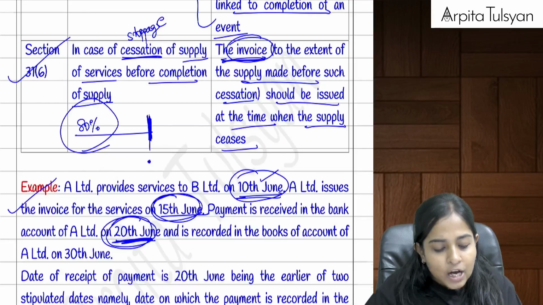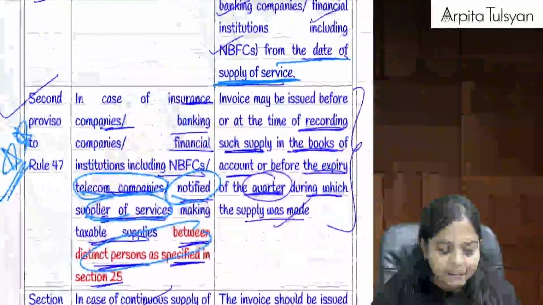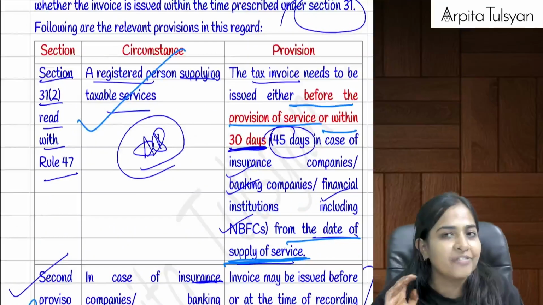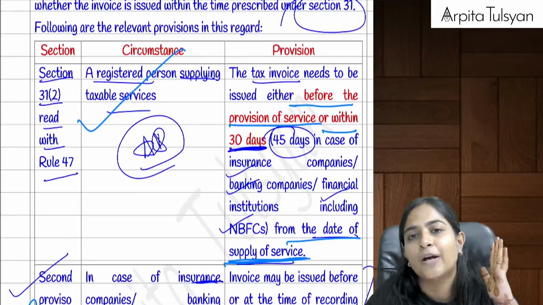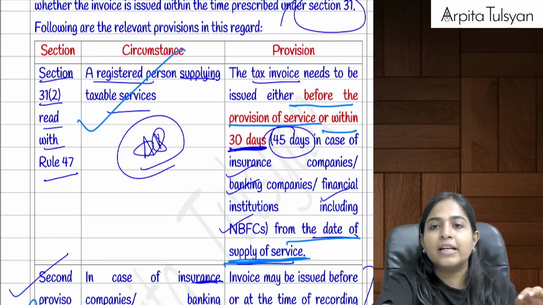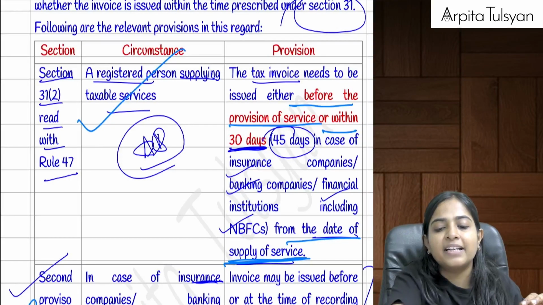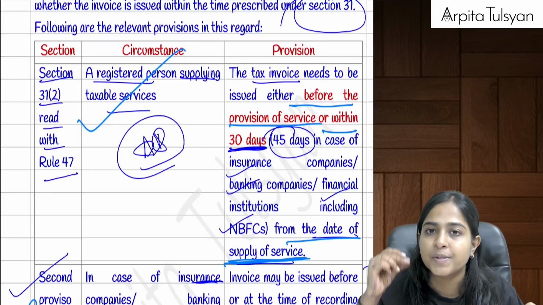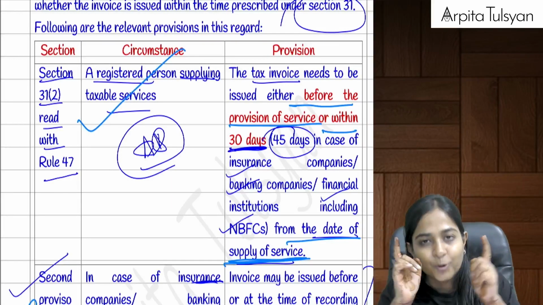Very clear with this? In this entire topic, the due date for issuing the invoice, this 30 days, is very, very crucial, and continuous supply of service is the second thing which is very, very important. Are you clear with this? Can we revise it once, everyone? Can we revise the time period within which we should be issuing the invoices? Without looking at the board, look at me.